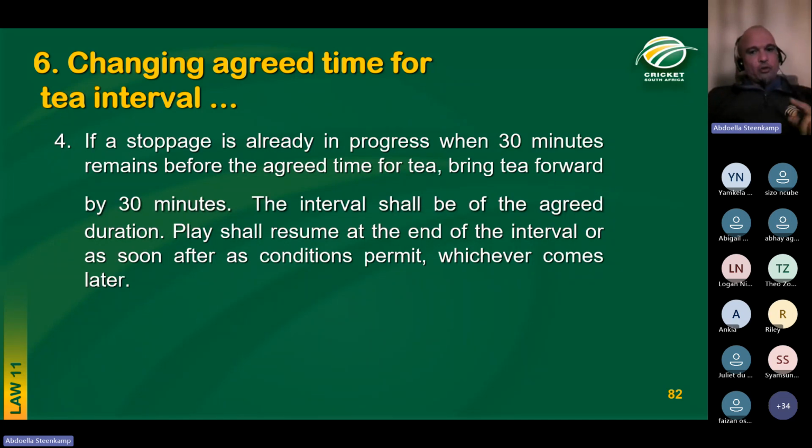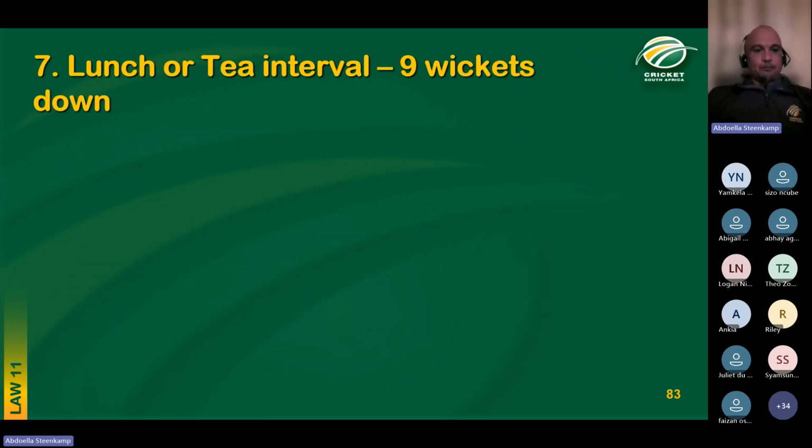So what point 4 is telling us is, we are now at 14:20, so we cannot take an early tea. But as soon as we get to 14:30, it's now half an hour to go to tea, and we can activate that clause and take an early tea. So that's what point number 4 is telling us. Our tea will then be taken at 14:30, and first ball needs to be bowled at 14:50.